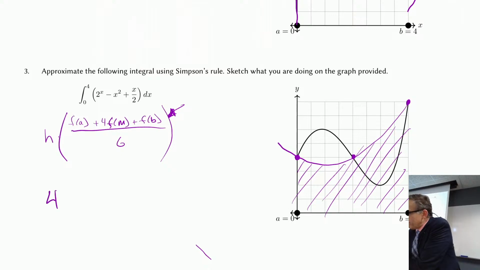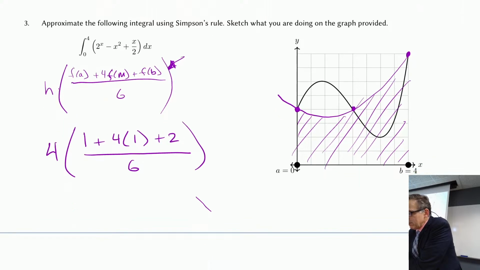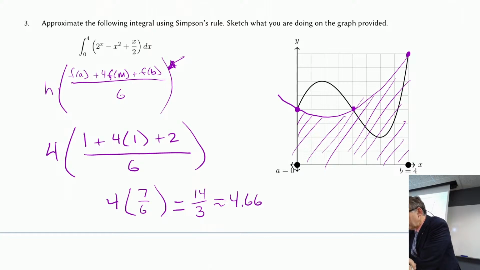Anyway, here h is 4. F of a was 1. We did that one before. 4 times f of m, the midpoint, is also 1, plus f of b was 2. That all divided by 6. And so this is going to be 4 times, what is that, 7/6? So, hold on a sec. Okay, so 28/6, but divide that by 2, so 14/3. 4.66. Does that look all right?